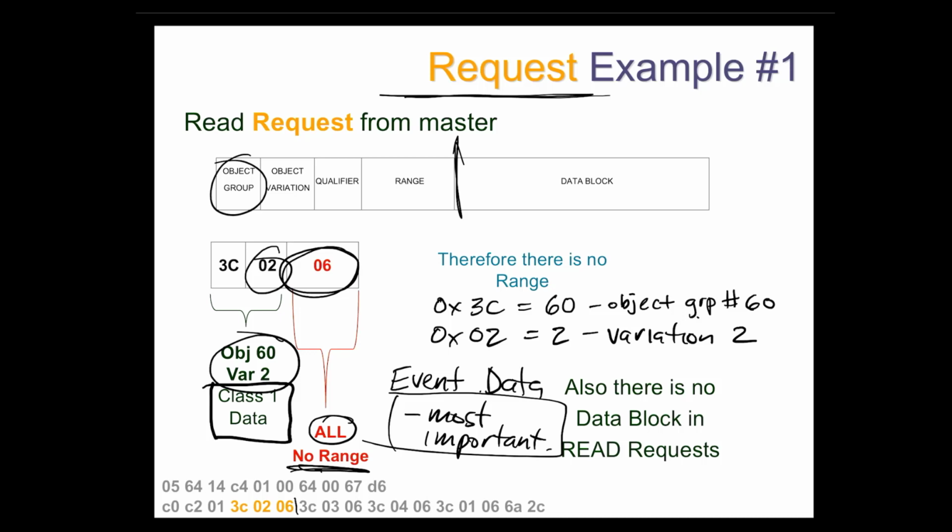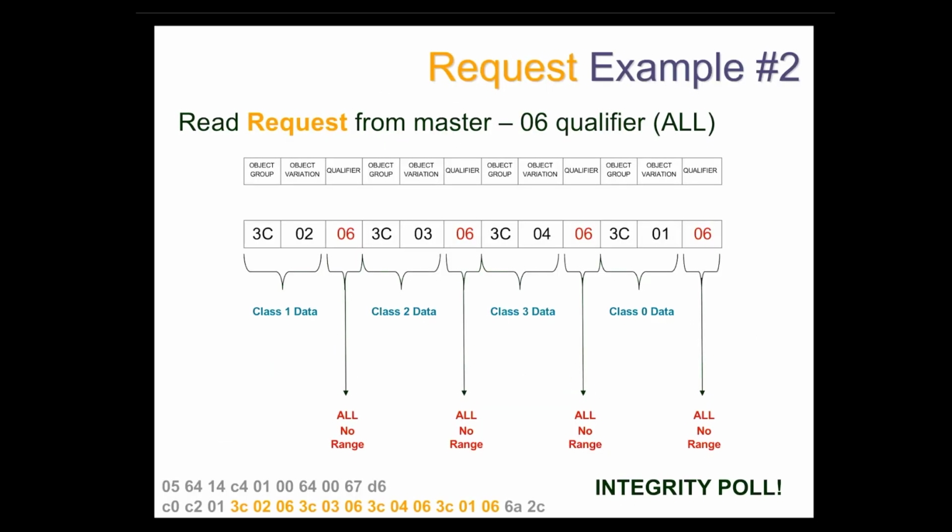So this is our first object header that we just looked at. There's no range field. There's no data points because we're looking for all points. So there's no list of points or anything like that. And we follow directly up with another object header, which is our next one that we see there. Okay. So if we follow through that whole request, you can see we've got the first one that we looked at, class 1 data, all points.